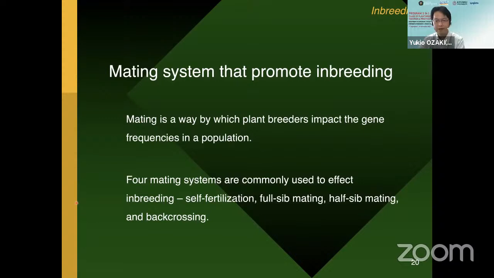Mating is a way by which plant breeders impact the gene frequencies in a population. Four mating systems are commonly used to affect inbreeding: self-fertilization, full sib mating, half sib mating, and back crossing. Self-fertilization is a union of male and female gametes. Full sib mating involves the crossing of pairs of plants from a population. In half sib mating, the population source is random from the population, but the female parents are identifiable. In back crossing, the F1 is repeatedly crossed to one of the parents.